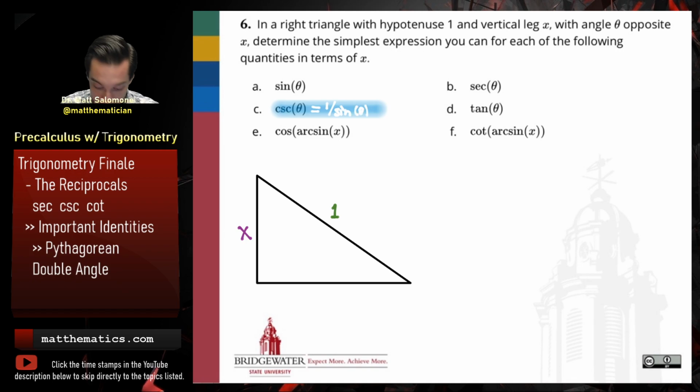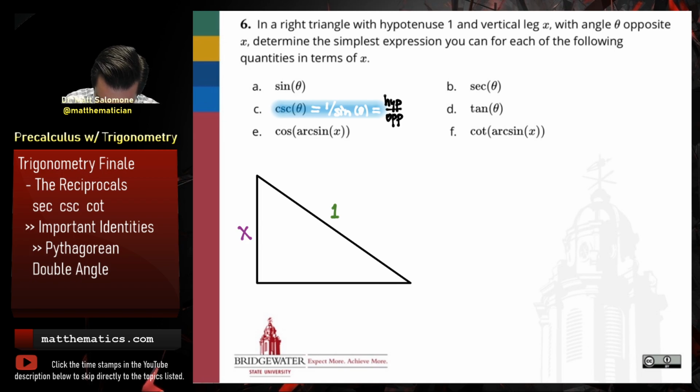Right? And therefore, the cosecant is going to be the opposite ratio from the sine. The sine is the opposite over the hypotenuse, and so the cosecant is the hypotenuse over the opposite. The length of the hypotenuse divided by the length of the opposite side.